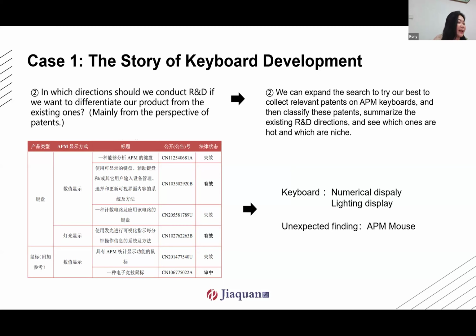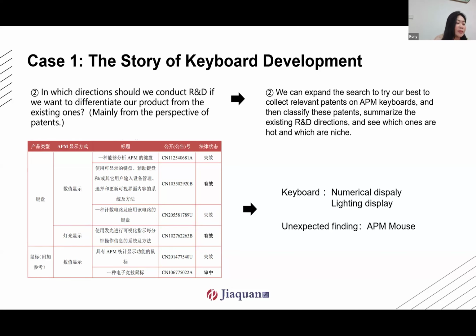After reading and analyzing the patents, we found that the vast majority of the applicants still present APM information to users through a numerical display or lighting display. So next, we sat down with the engineers and conducted an in-depth analysis of the specific technical solutions involved in these patents. We checked one by one from which R&D directions these applicants actually implemented this APM display function.